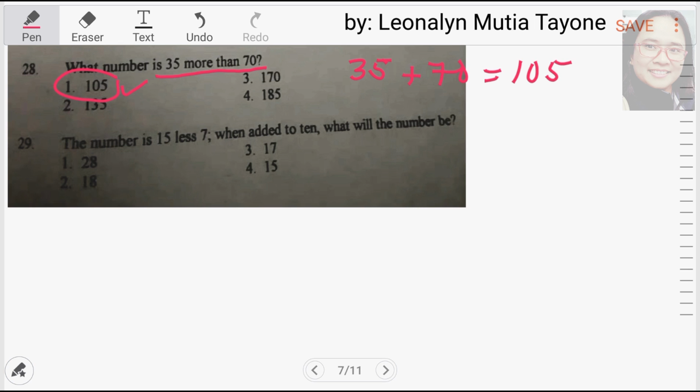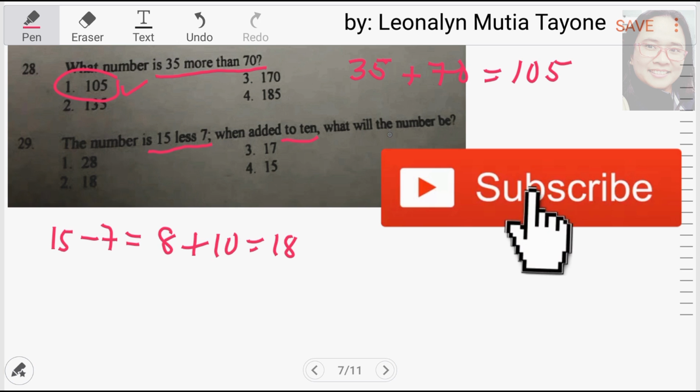Next, the number is 15 less 7. So 15 minus 7, that is 8. Then add to 10 plus 10, that is 18. What will the number be? 18. Yan na yung sagot.